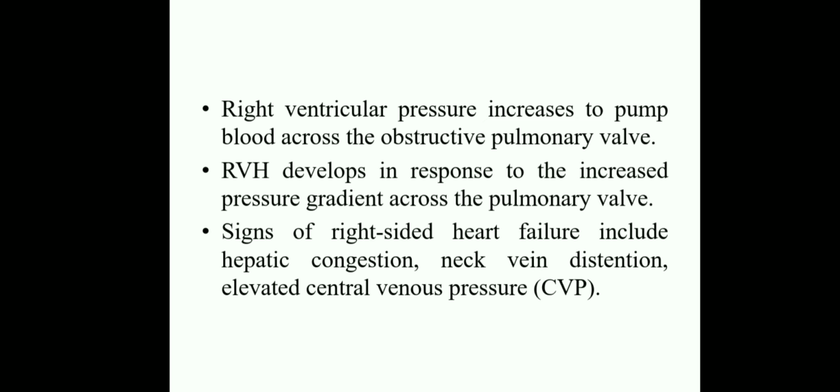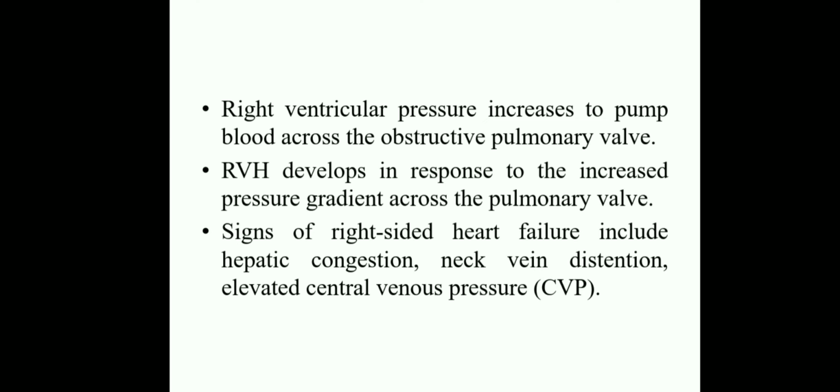So here the right ventricular hypertrophy develops in response to the increased pressure gradient across the pulmonary valve. The right ventricle is having more pressure, and because of that, right ventricular hypertrophy is there. Next, signs of right side heart failure, including hepatic congestion, neck vein distension, elevated central venous pressure. CVP pressure also is increased.